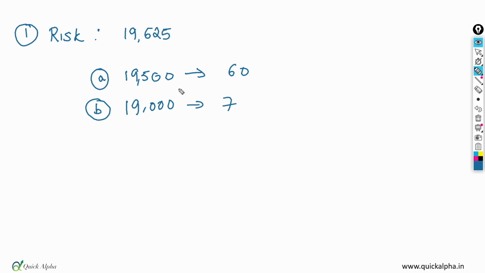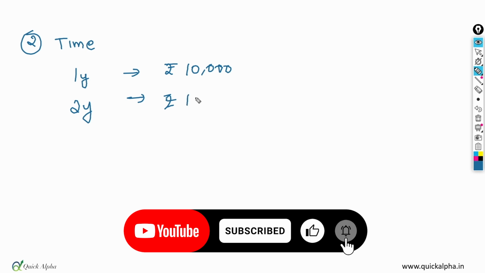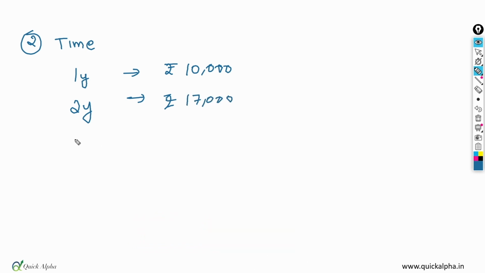So one is risk. The second factor is time. Let us say you take a 1 year health insurance contract and end up paying a premium of 10,000 rupees. Let us say you take a 2 year insurance contract, so this is 1 year and this is 2 years. You might end up paying a premium of around 17,000. And if I take a health insurance contract for 3 years, I might end up paying somewhere around 22,000. So you can see that as the term increases, the premium also increases.